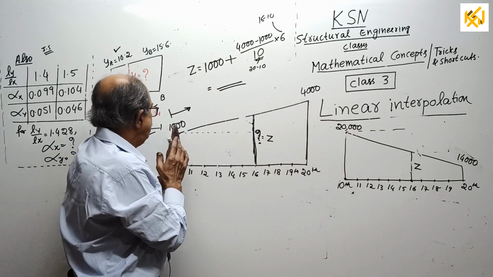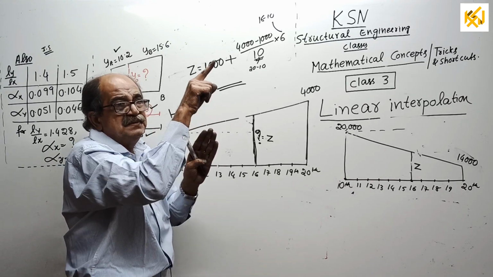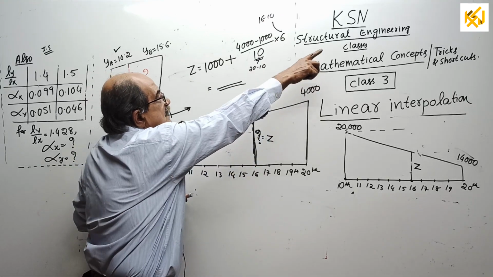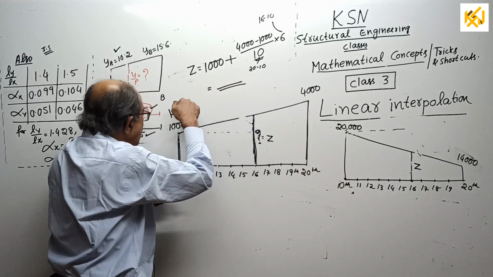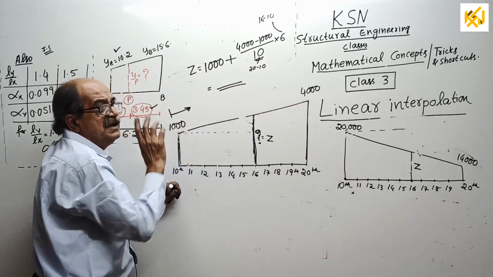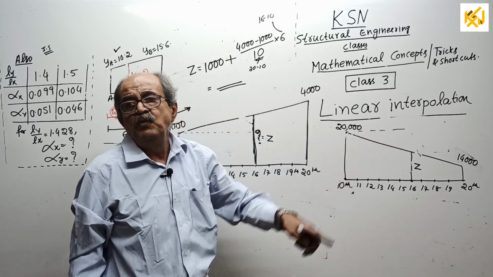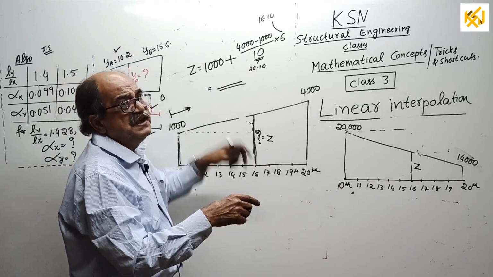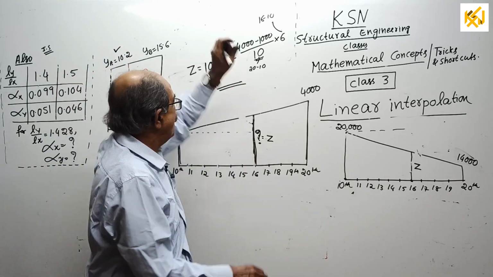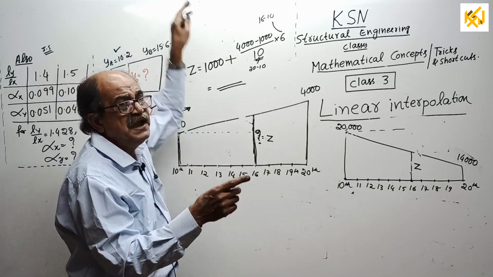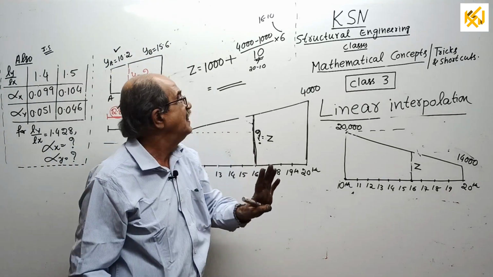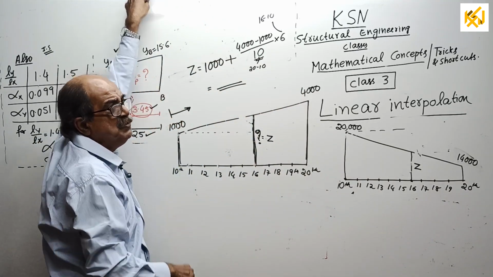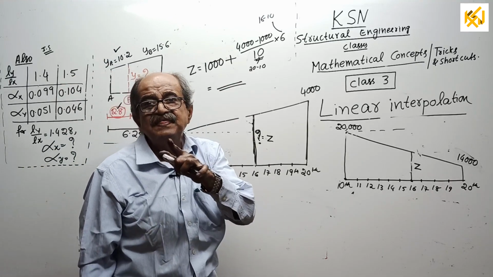So remember, this value plus, because the value is increasing. How much plus? The end value minus this value gives the total change. Divide by the full length to get the rate of change. Multiplied by 6 gives the change for 6 days. Sorry, slip of tongue. So 4000 minus 1000 gives the total change. Divide by 10 gives the change per unit length, like that chocolate.